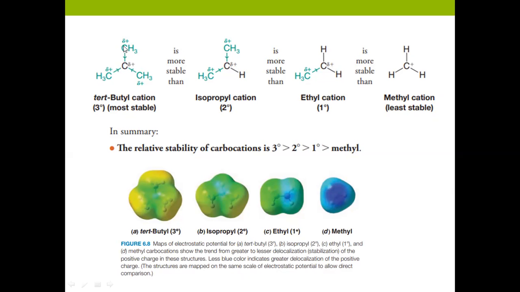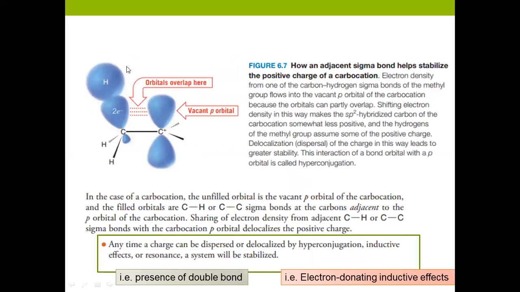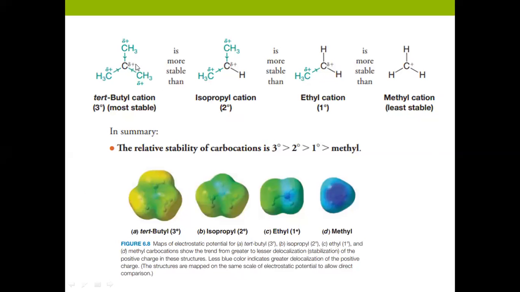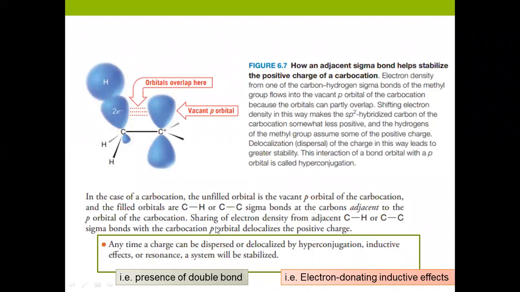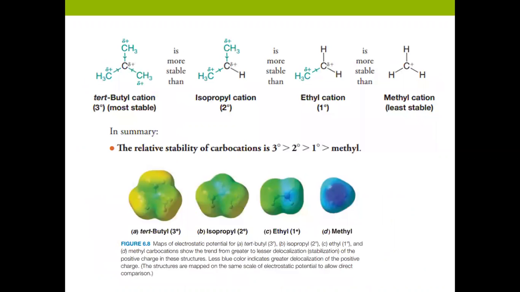So whenever you have large alkyl groups, they can actually donate electrons toward the positive carbon center by inducing, or what we call inductive effects. In particular, the electron donating inductive effects. Why do I emphasize it? Because there is another kind of inductive effect, which is electron withdrawing. So we will discuss that when we go to the aromatics. Electron withdrawing is the opposite.